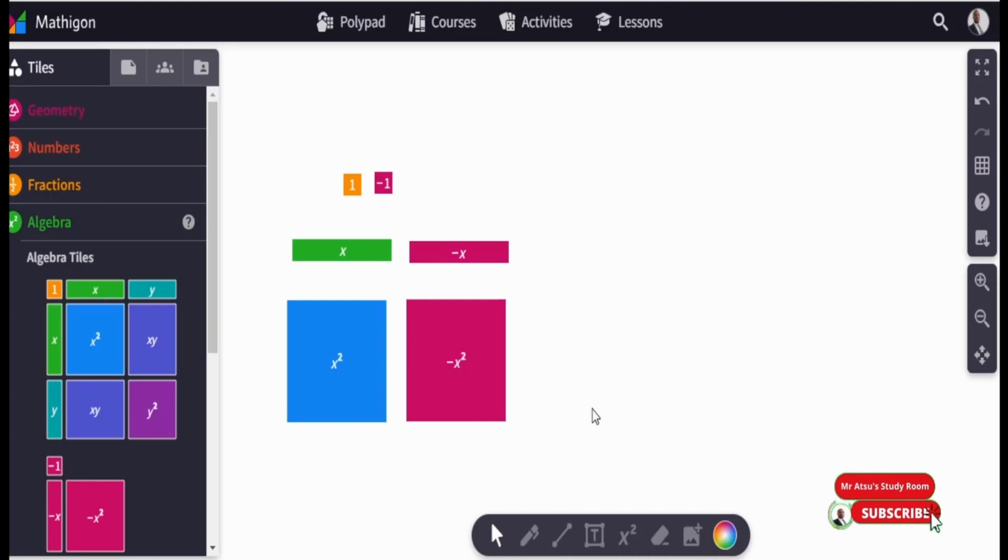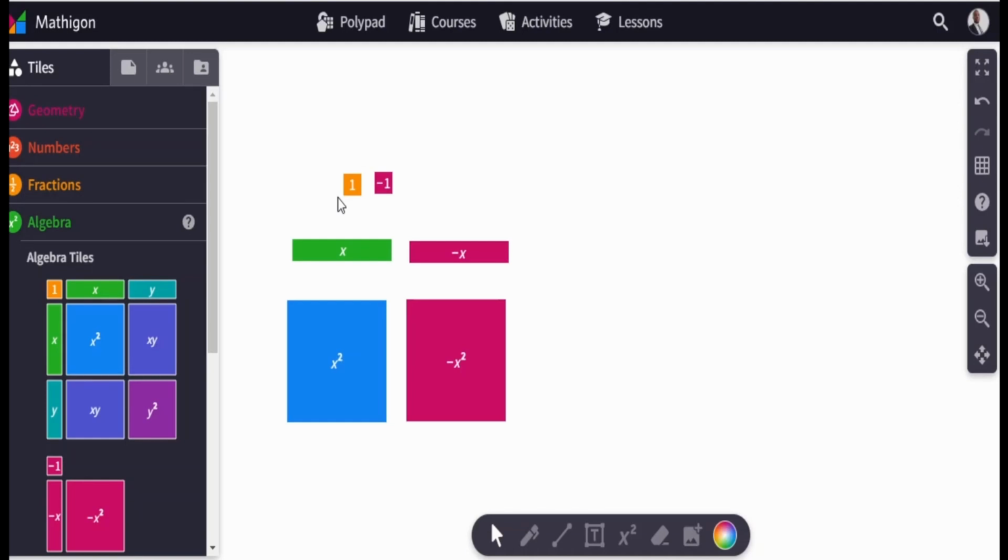When you combine each pair you get a zero pair, meaning it gives you 0. X squared plus negative x squared will give us 0, x plus negative x will give us 0, and 1 minus 1, or plus negative 1, will give us 0. So that is a zero pair. When you combine any tile and its negative, you get 0, and we'll be applying that later in today's lesson. Let's go deeper into the lesson by using some of these tiles.